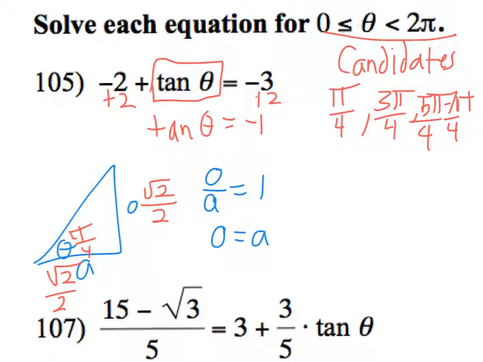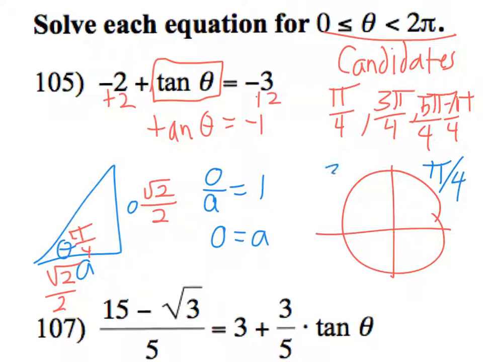All right. Next thing, I've got to figure out where this could be. So pi over 4 is up here, 3 pi over 4 is here, 5 pi over 4 is down here, and 7 pi over 4 is here.